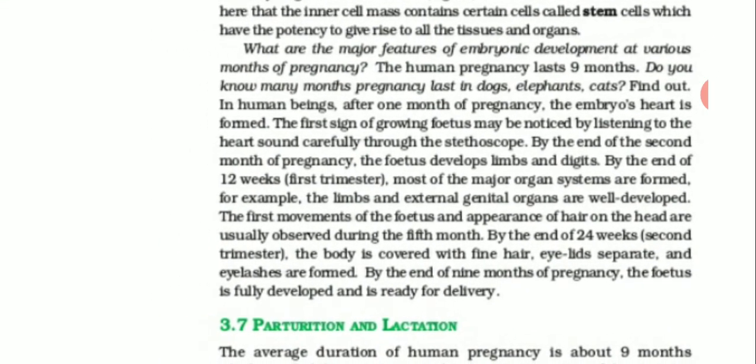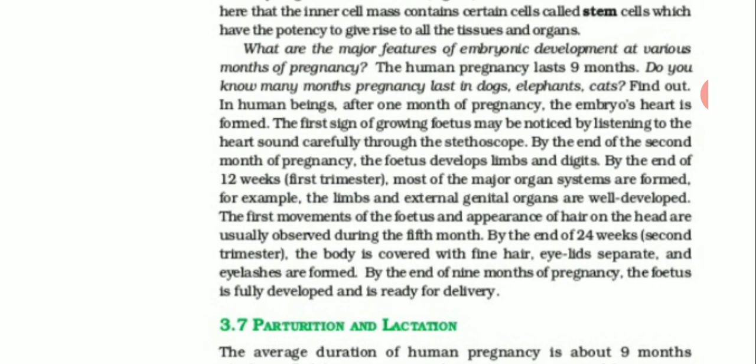What are the major features of embryonic development at various months of pregnancy? The human pregnancy lasts 9 months. Do you know how many months pregnancy lasts in dogs, elephants, cats? ठीक है, तो जो काफ़ी लॉन्ग लास्ट प्रेगनेंसी देखने को मिलती है डॉग्स में, एलिफेंट्स में, है ना, cats में, but in human beings we can see only 9 months of pregnancy. This is called the gestation period. The pregnancy period is called the gestation period. It is only 9 months in human beings.